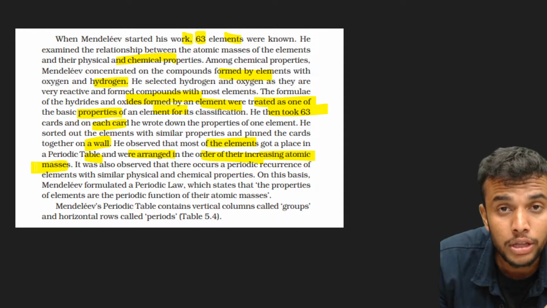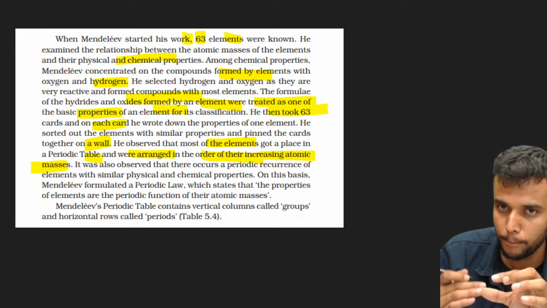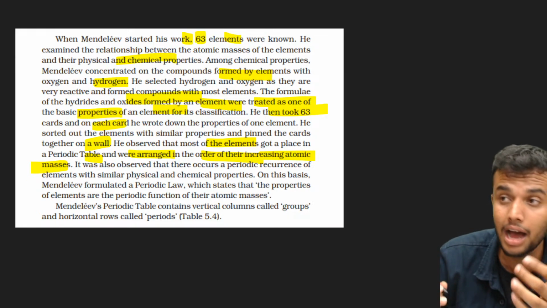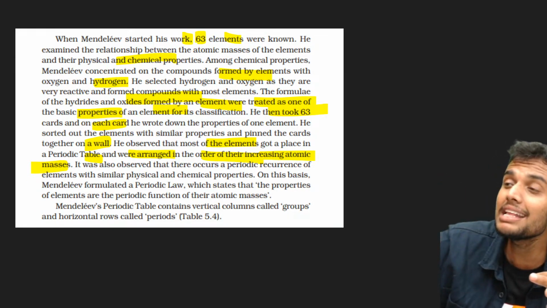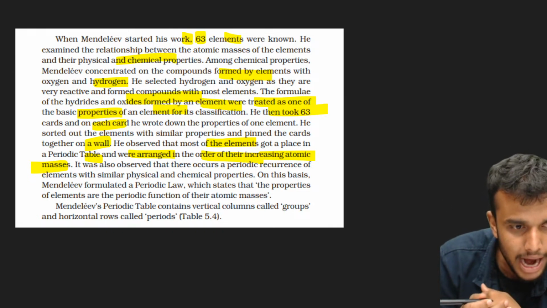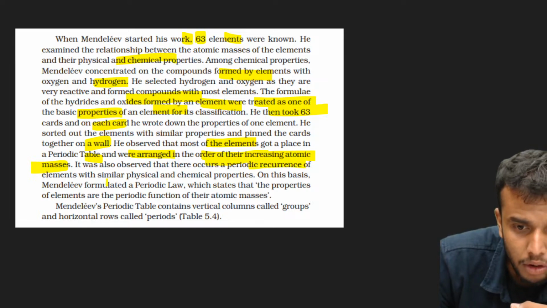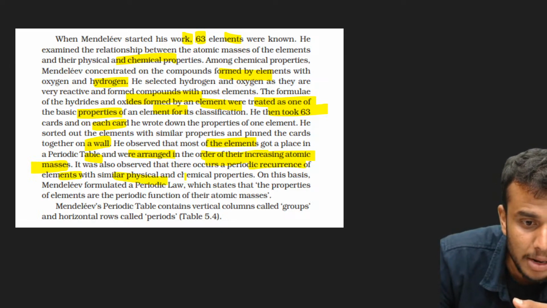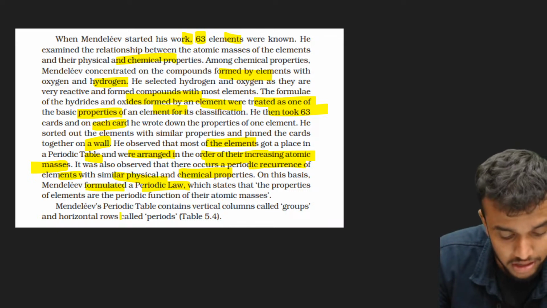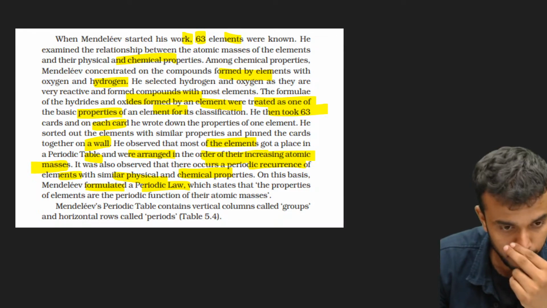What did he conclude? Whenever he placed the paper strips or cards in the table, it looked like they were arranged in the order of their atomic mass. Okay, my dear students. It was also observed that there occurs a periodic recurrence of elements with similar physical and chemical properties. On this basis, Mendeleev formed the periodic law. Who is the father of the modern periodic table? This one only. Mendeleev is the father.